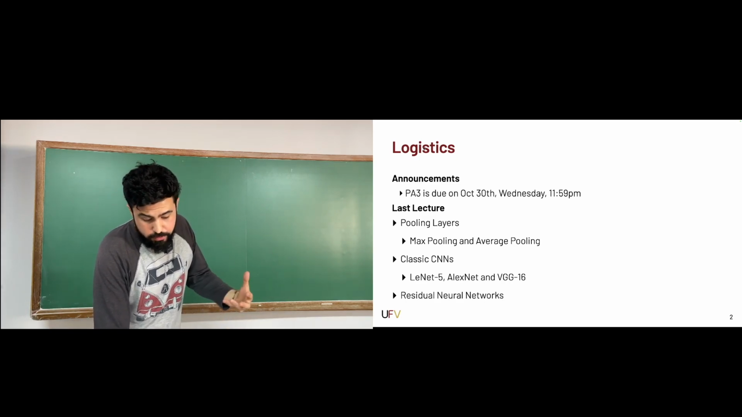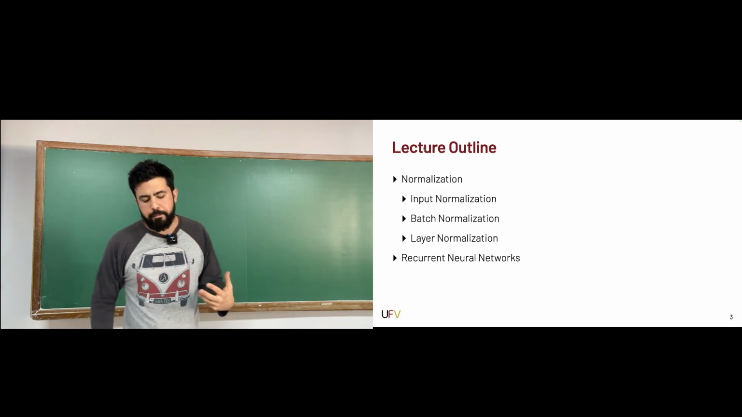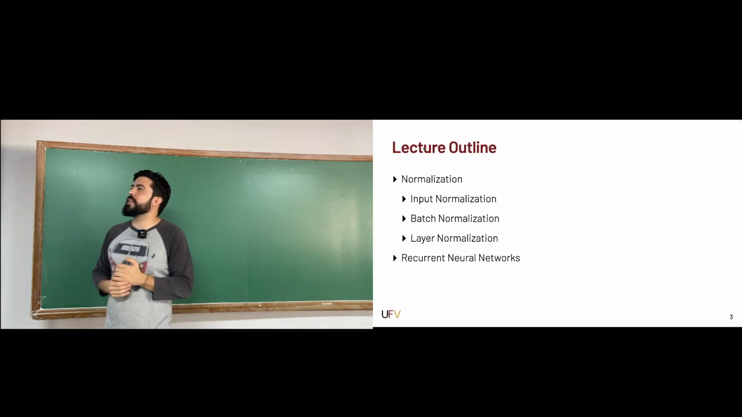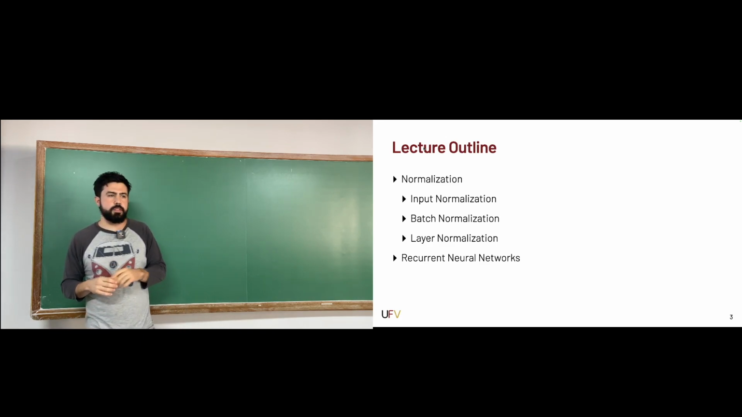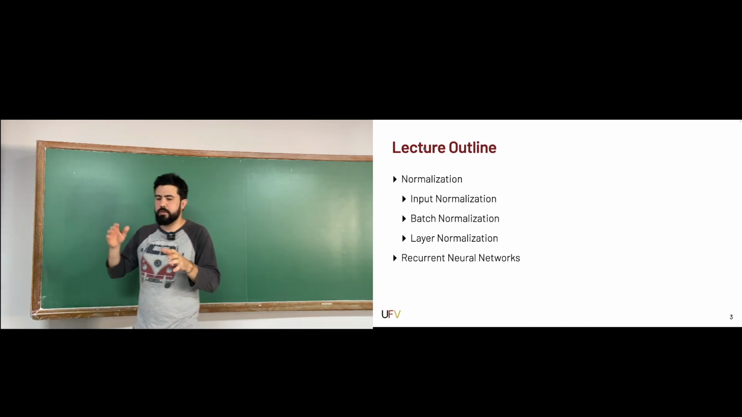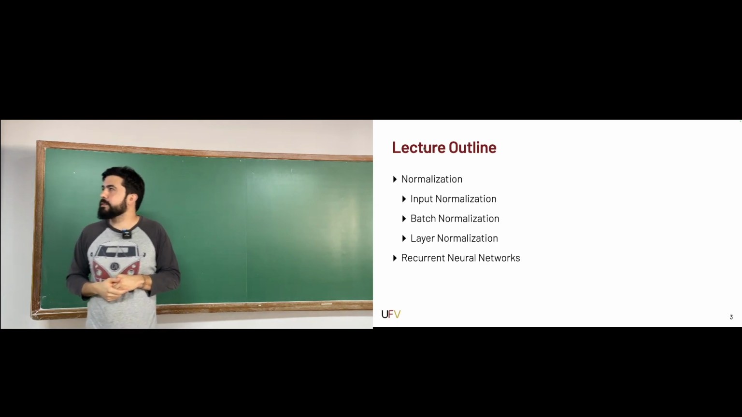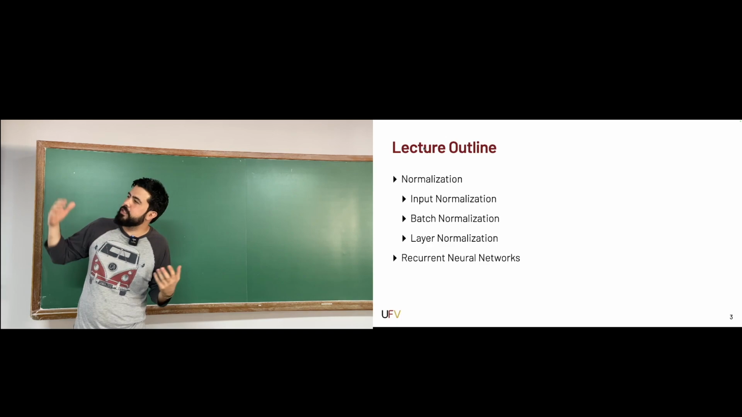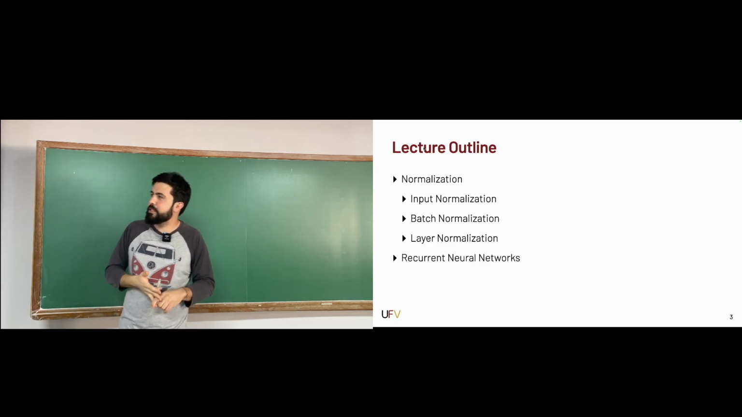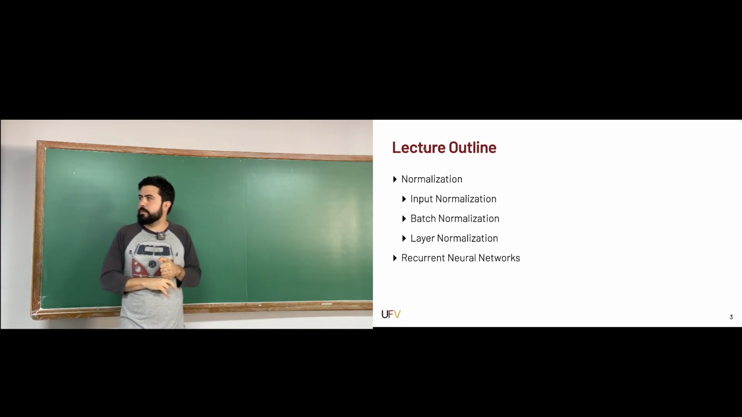But we're going to change topic a little bit today to talk about normalization, which we already did informally. We've actually been using normalization in our assignments on images. If you remember, we've been dividing the pixel values by 255 to normalize the images. And that's one type of normalization. Today I want to talk about three types of normalization: input normalization, batch normalization, and layer normalization. And then if we have time, we're going to start talking about RNNs.